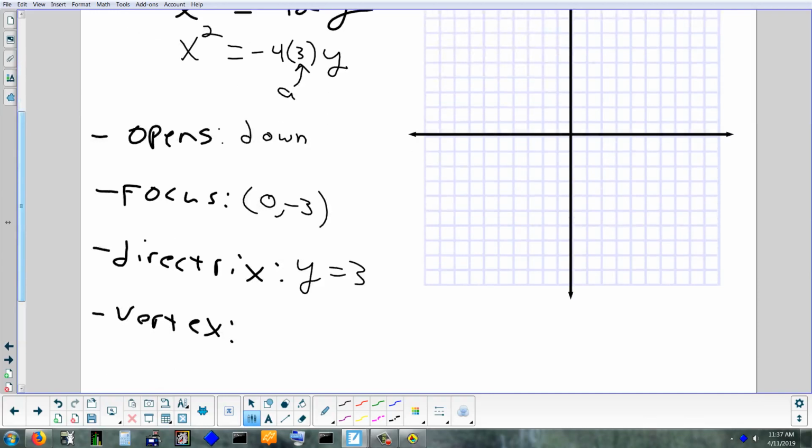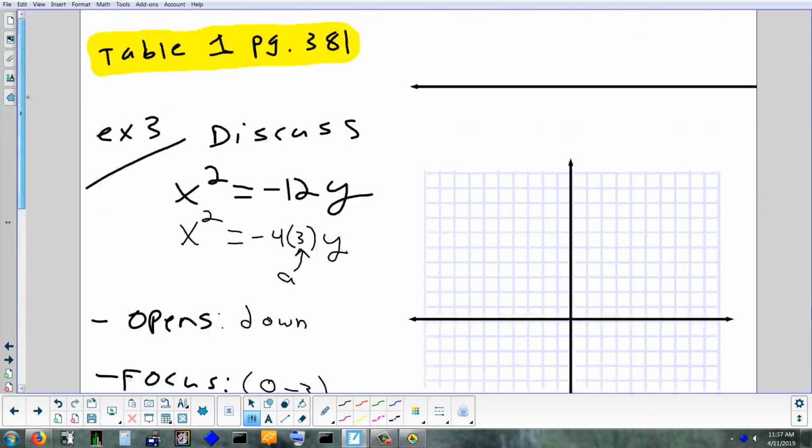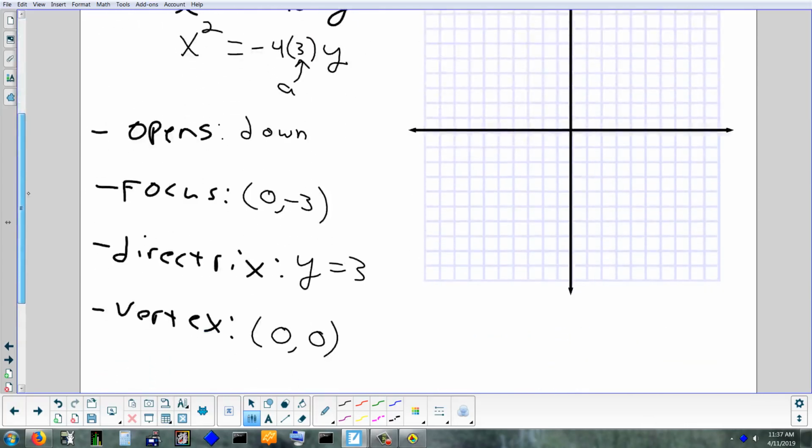And what does it say the vertex is? It says this for all of them: 0, 0. Again, you're going to know when it's not 0, 0. The equation's going to have a couple extra numbers in it. 0, 0. Okay. Any questions on how we got all that?